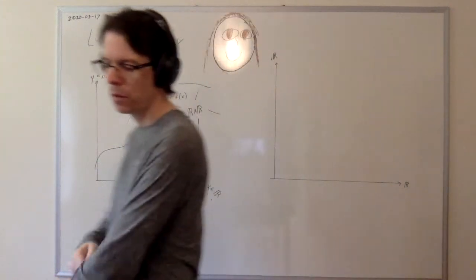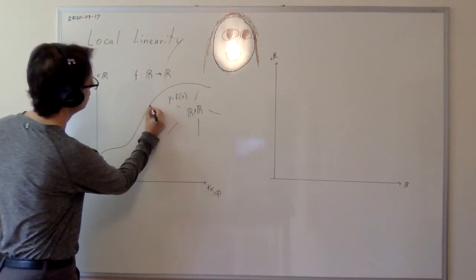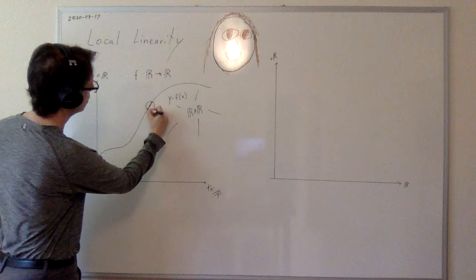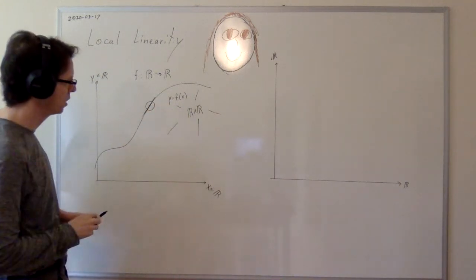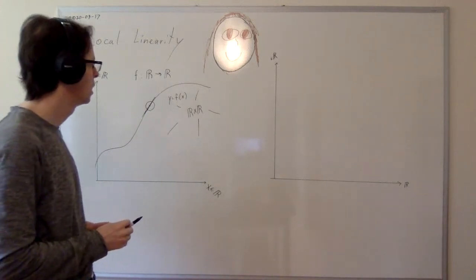We have a local linearity phenomenon here. If we zoom in really close to any point, then locally this function starts to look a lot like a straight line, which of course is the tangent line to its curve. The job of the derivative is to measure the slope of that line.